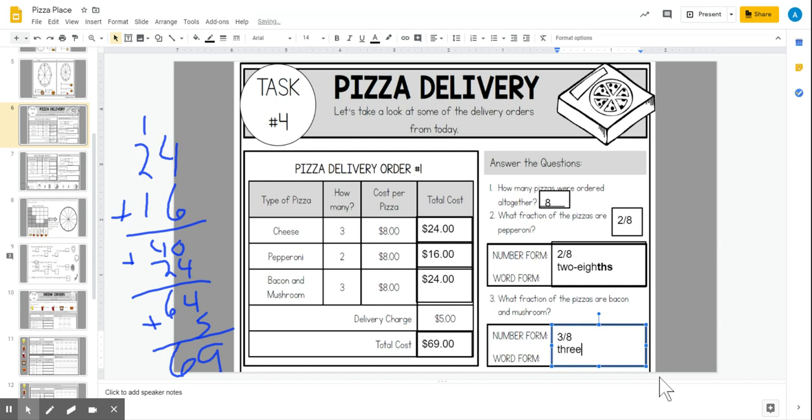And then again, 3 hyphen EIGHTHS. Again, don't forget that THS. It's 3/8.